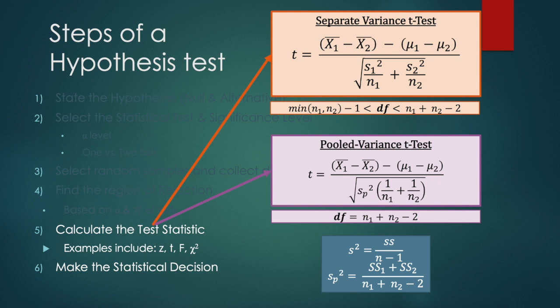And the pooled variance is just this. So it is essentially the sum of squares for group 1 plus the sum of squares for group 2 divided by the degrees of freedom, the sample size minus 2.